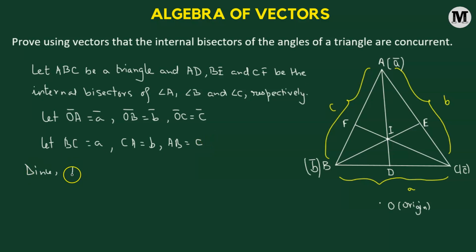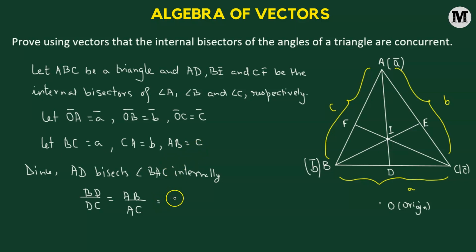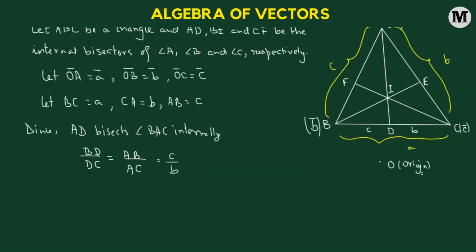Since AD bisects the angle BAC internally, this simply means that BD over DC equals the ratio of AB to AC. We have already defined that AB corresponds to C and AC corresponds to B. So BD to DC equals C over B. That means we can say that D divides BC in the ratio C is to B. Okay, so let's use this fact.